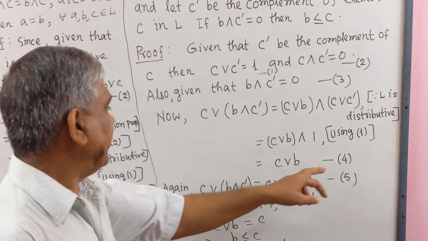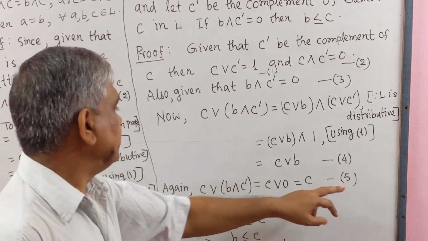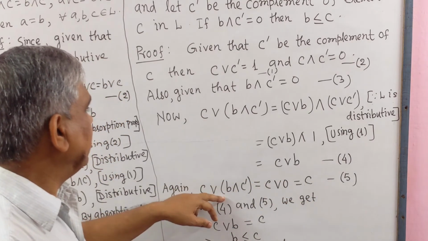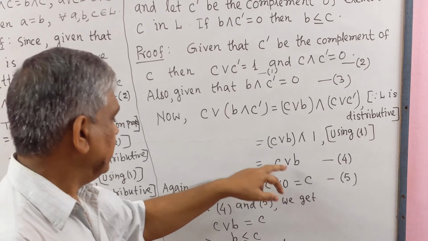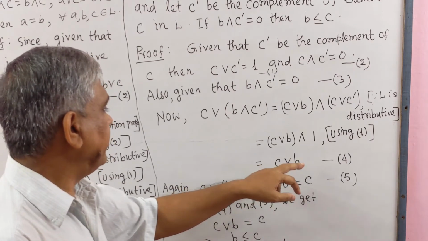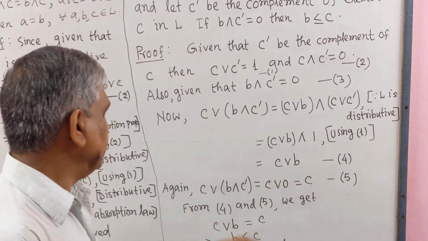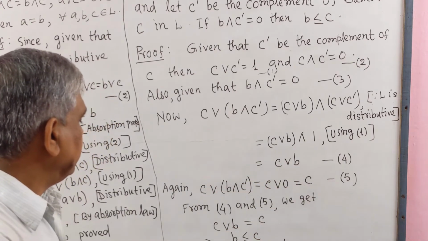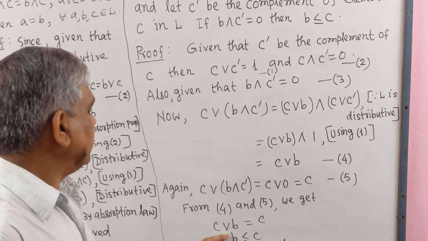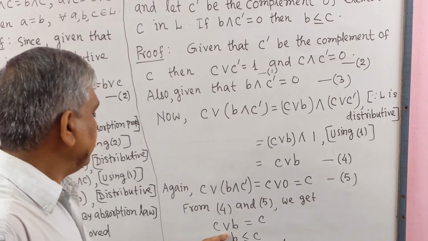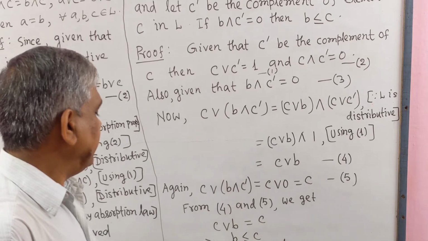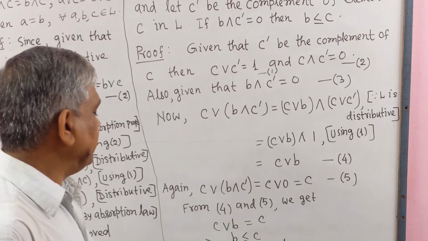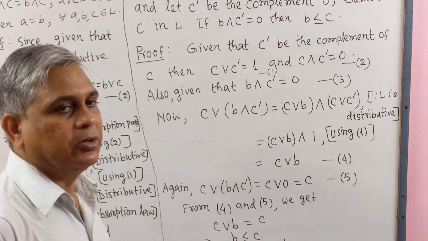From 4 and 5, we see that the left side is equal. Therefore, the right side will be equal. That is C join B equal to C. In join, we get the greater element. That is, C is greater and B is smaller. Therefore, B is less than or equal to C. Proved.